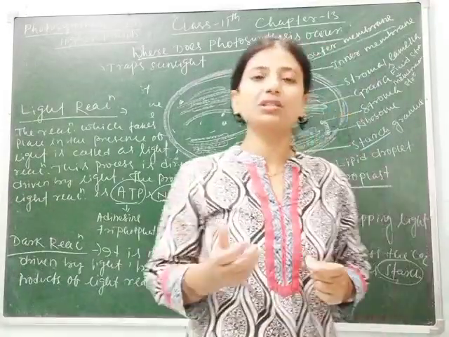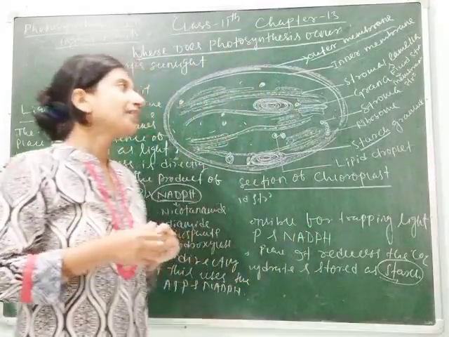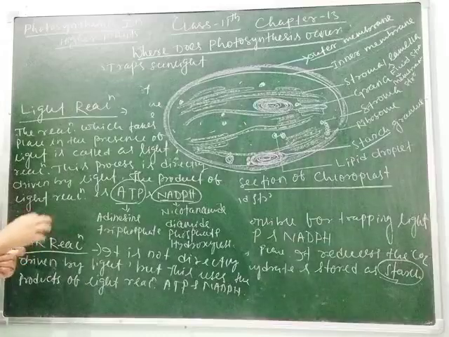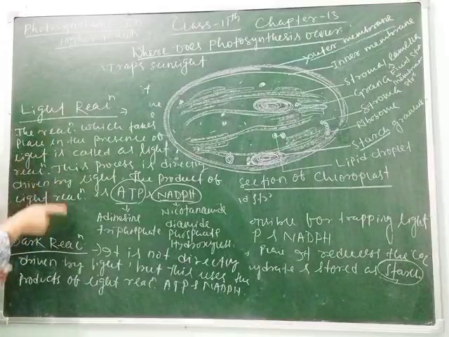How this process occurs, we will study through a graph in our next class. For today, this is all about where photosynthesis occurs, and your light reaction and dark reaction.